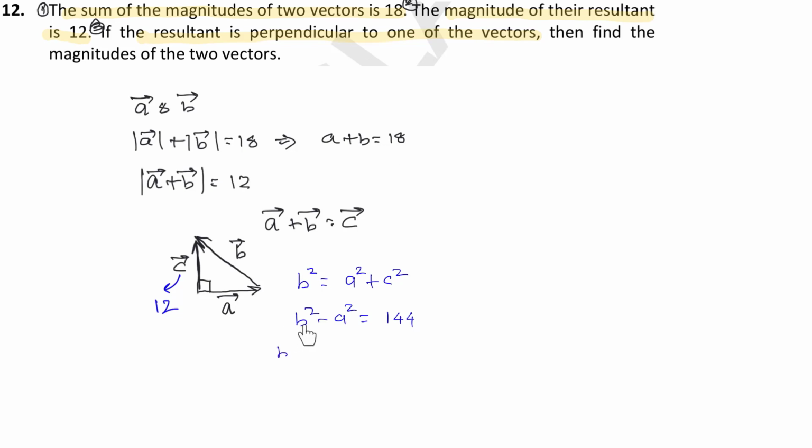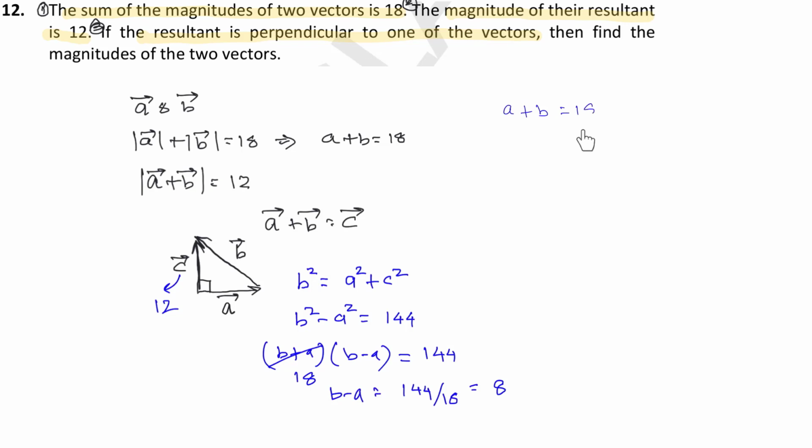We can write B square minus A square as B plus A into B minus A. This is equal to 144. Instead of A plus B or B plus A, we can write 18. So B minus A is 144 by 18, which is equal to 8. So A plus B is equal to 18 and B minus A is equal to 8.